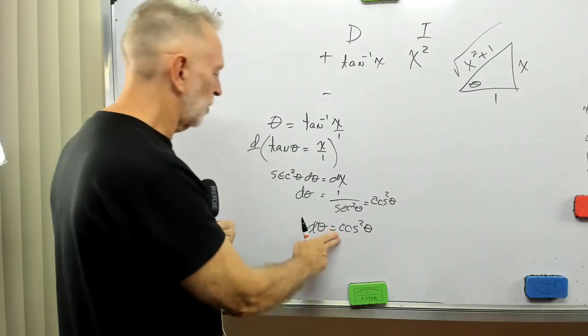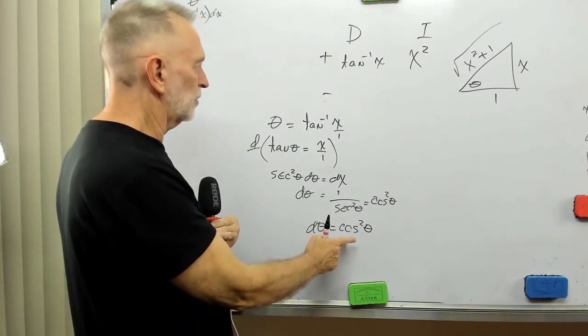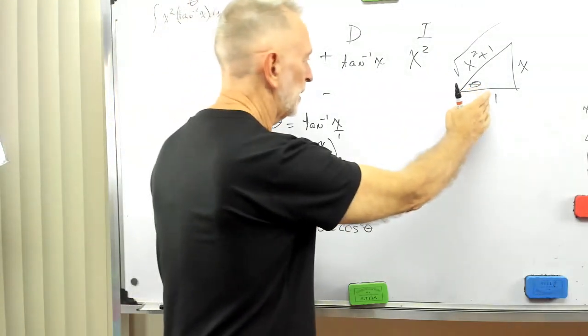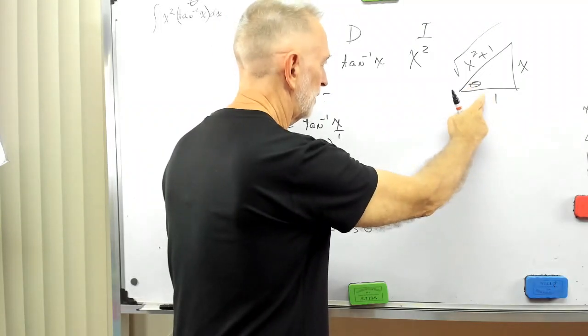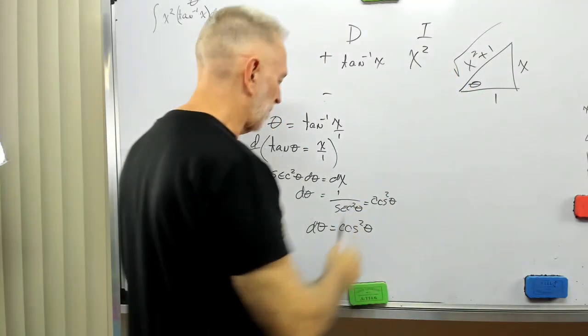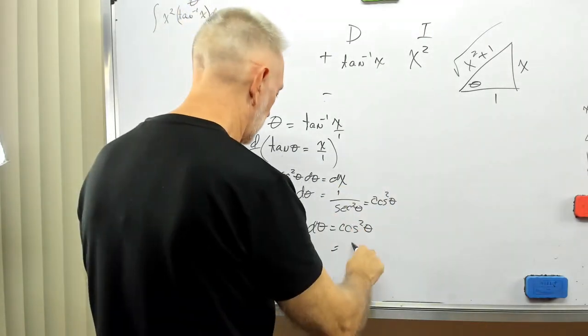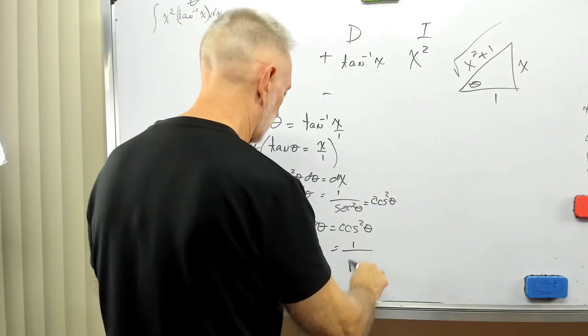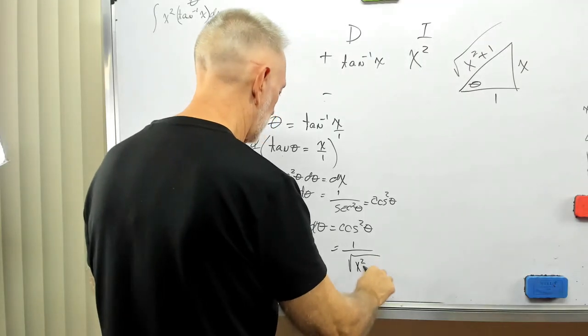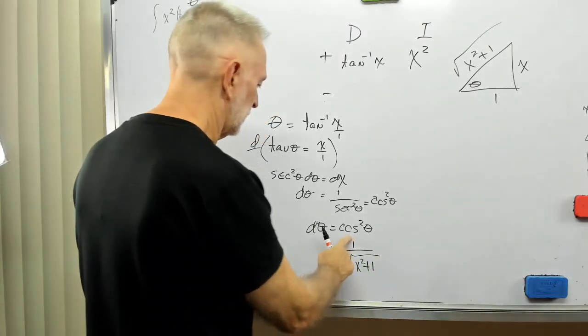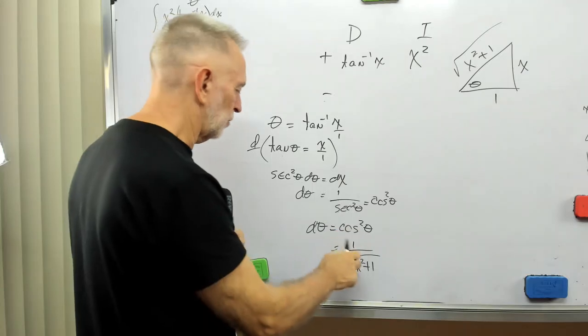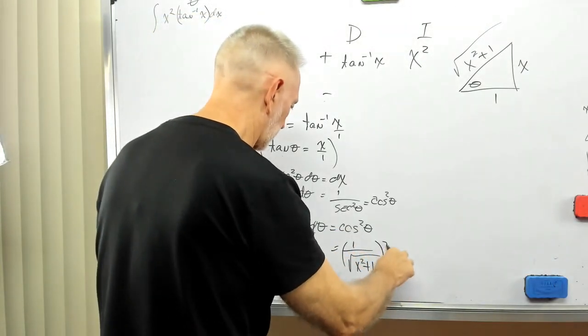All right, so what is cosine squared? Cosine of theta would be the adjacent over the hypotenuse. So that would equal 1 over the square root of x squared plus 1. But it's not cosine theta, it's cosine squared. So I need to square all of that.